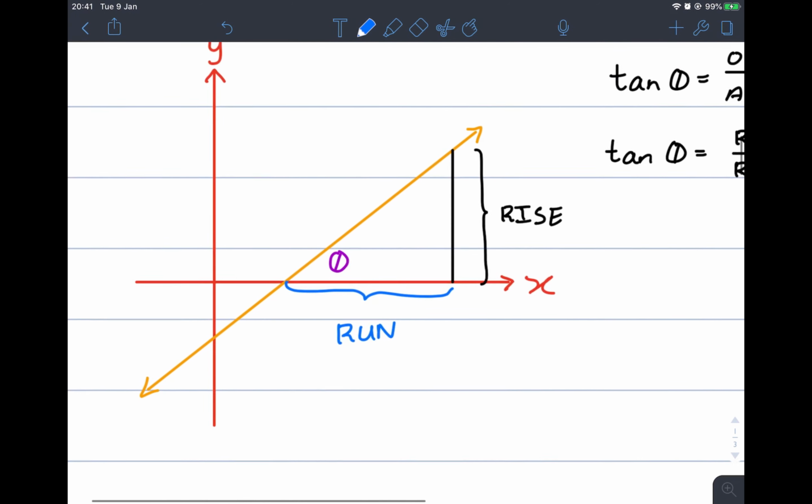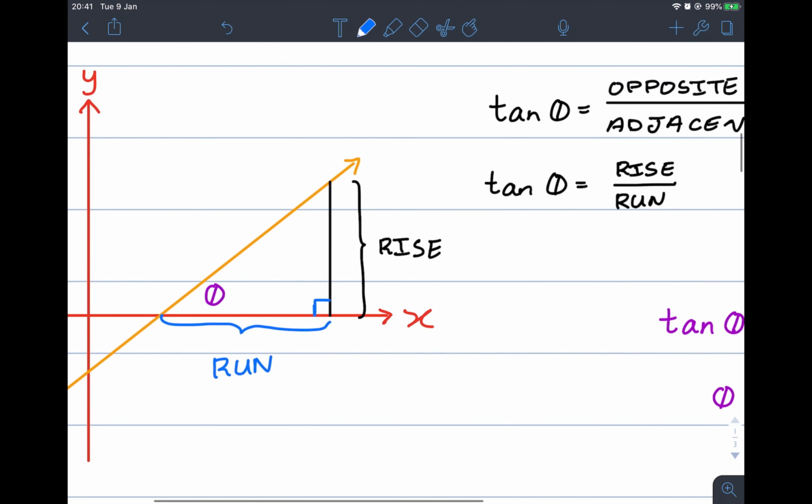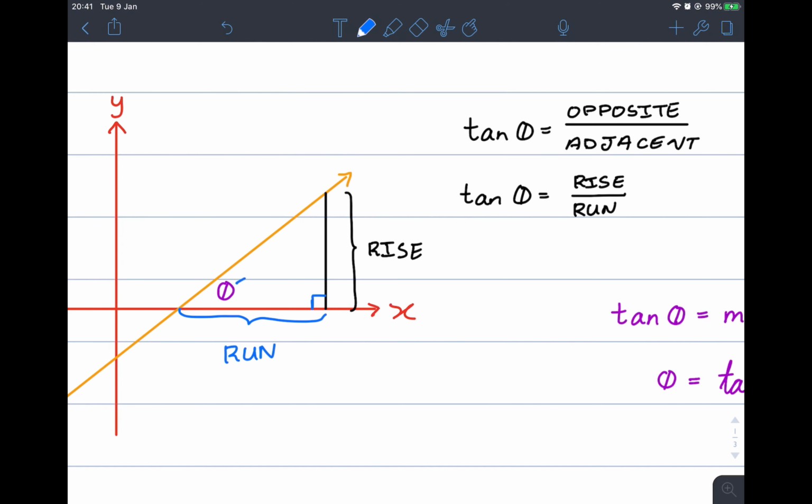So, take a look. Here we have the angle of inclination, but notice how if we were to draw a right angle triangle using the rise and the length of the run, it draws out a right angle triangle like so. And then from this we can say tan theta is equal to opposite over adjacent, but the opposite height is the height of the rise, and the adjacent length is the length of the run. So we can say tan theta is equal to rise over run.